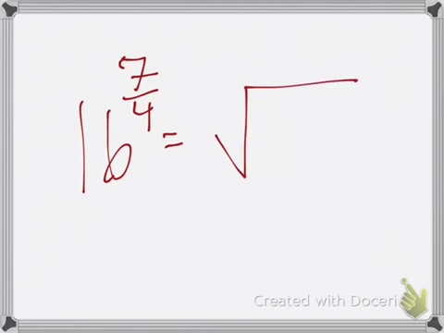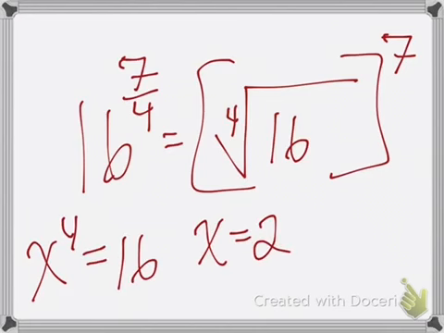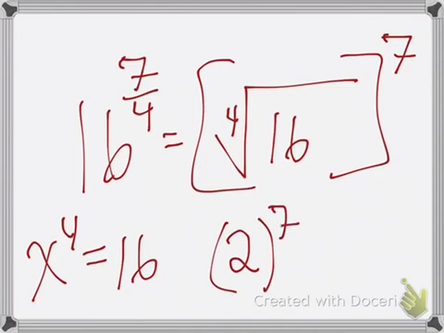Okay, so now we're asked to evaluate 16, but to a power of 7/4. So recall, that means the 4th root of 16, and then you raise it to the 7th power. So in other words, something to the 4th power equals 16. And that is actually our friend 2. Because 2 times 2 is 4, times 2 is 8, times the 4th 2 is 16. So we're really being asked to evaluate 2 to the 7th power.